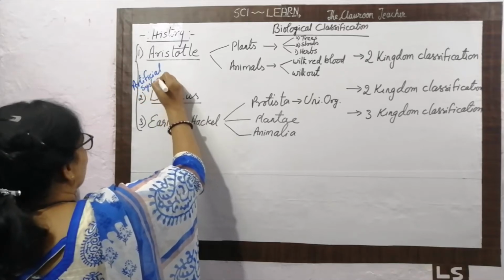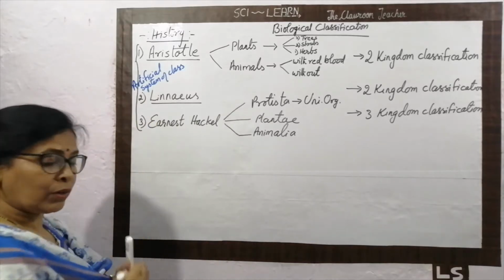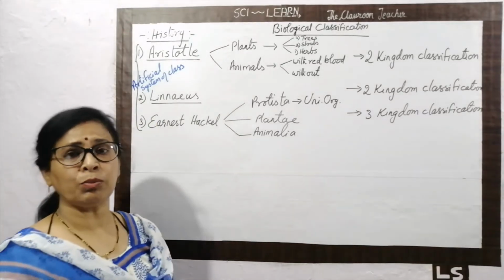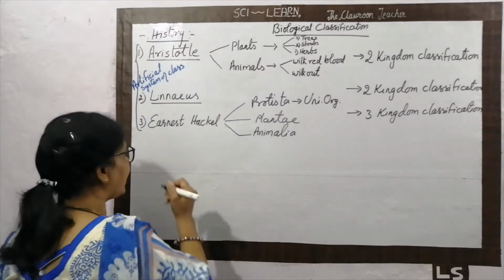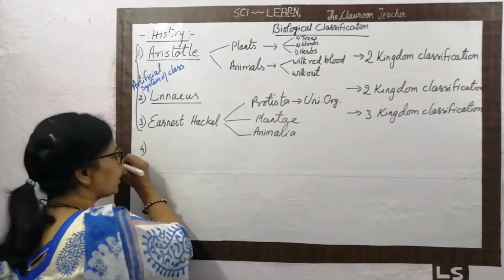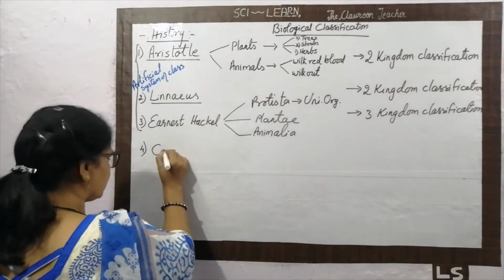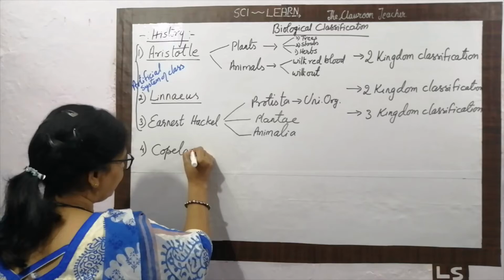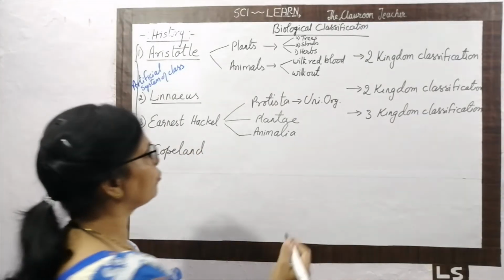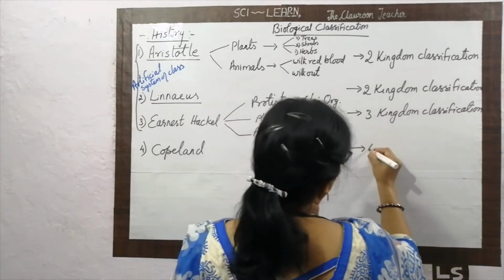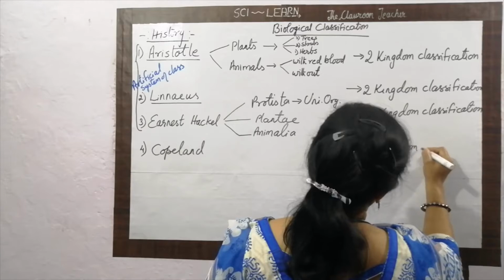System of class. But these are important because they are the first people who were able to propose all these things. So these are very much important. After that, the next name that comes in this sequence is Copeland. Copeland proposed something new. New means he proposed the four kingdom classification.